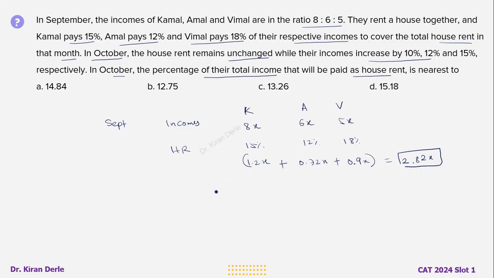So this increases by 10%. So what is happening in October? This income increases by 10%. So what is 10% of this? It is 0.8. So your income becomes 8.8x in October.